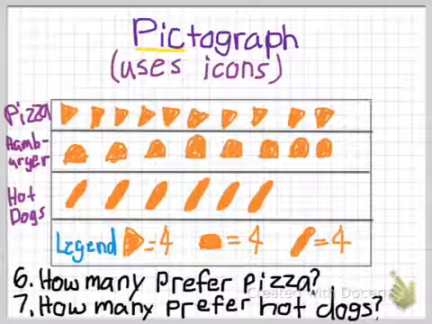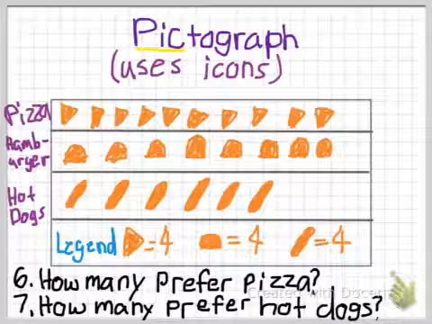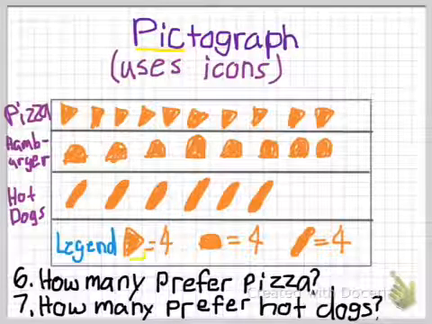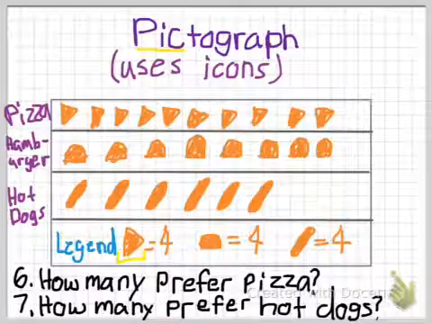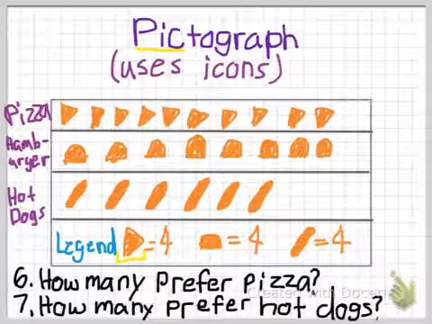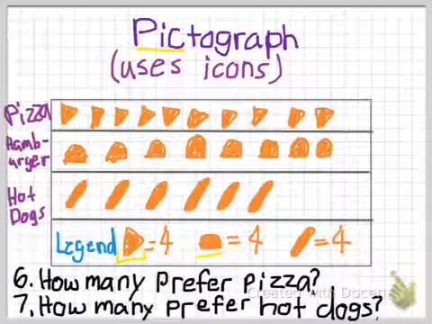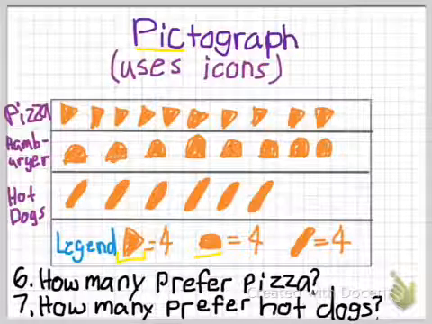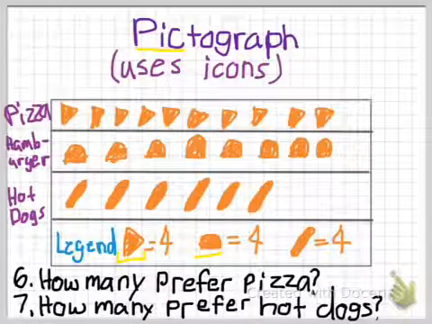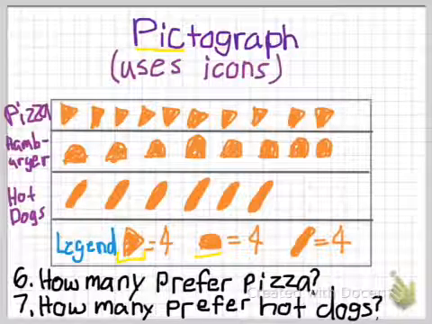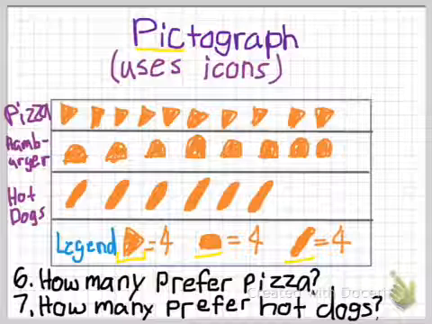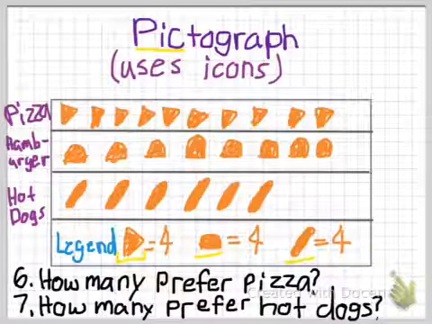Now in this case it's for people, so for each pizza slice, the triangles here, 4 people is 1 slice. 4 people like pizza. In this case, this is a hamburger. Sorry for the drawings and the writing. 1 drawing is 4 people that like a hamburger, and 1 drawing, this is a hot dog. 4 people like the hot dog for each picture.